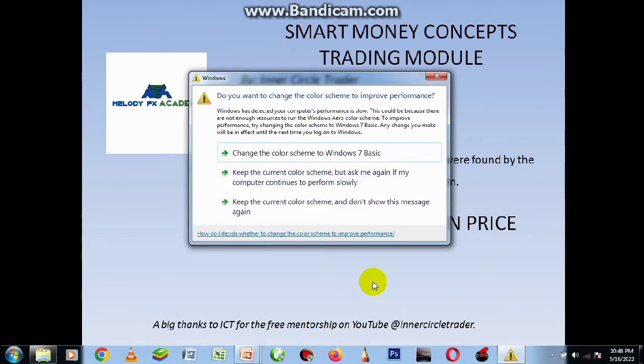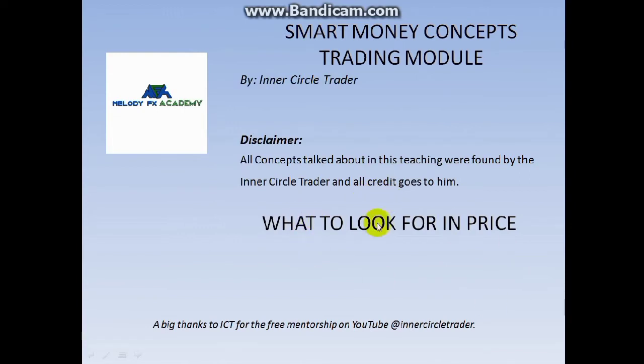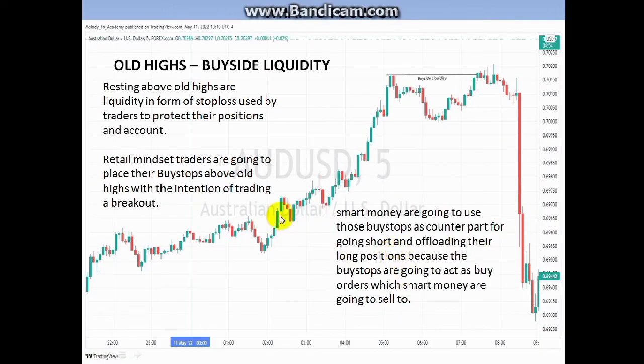So now, what to look for in price. Our main focus in price action as smart money traders. Okay, so let's get down to it. Now, the first major level we look at in price as smart money traders are the old highs.